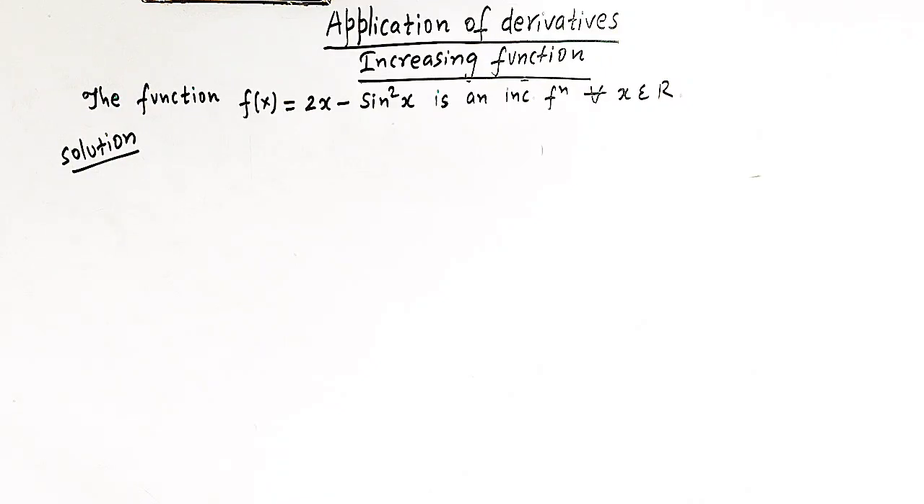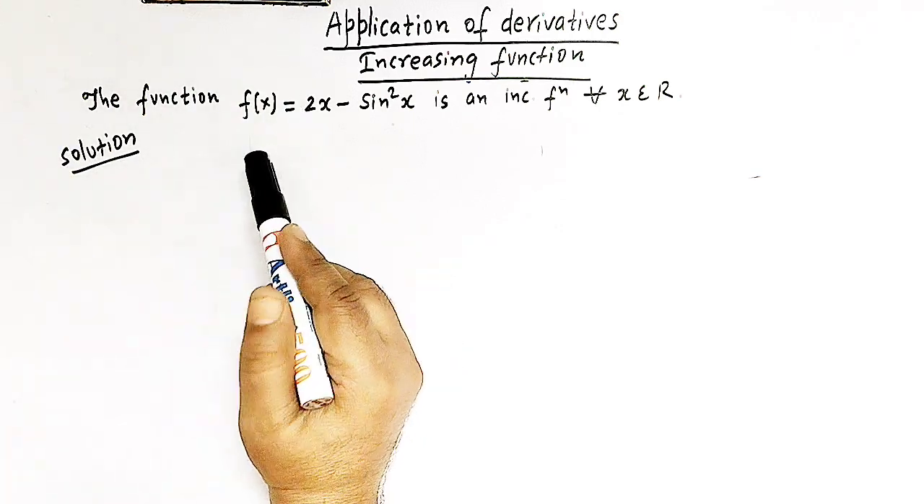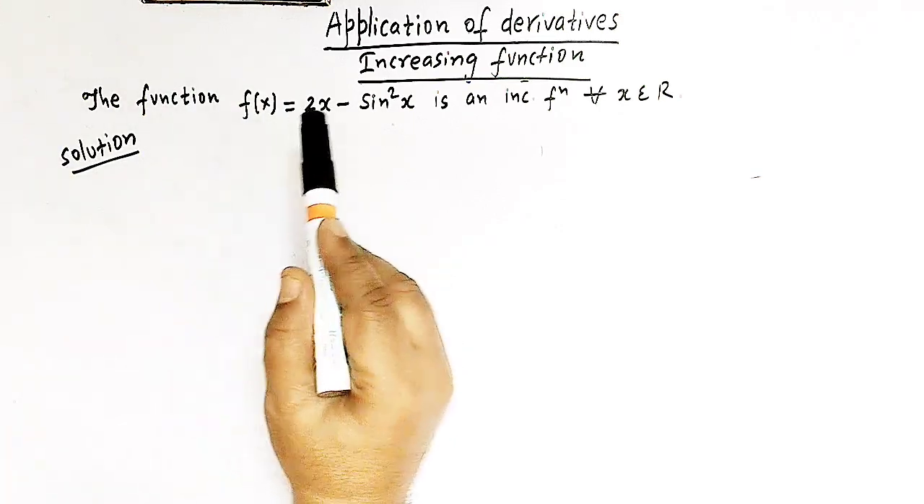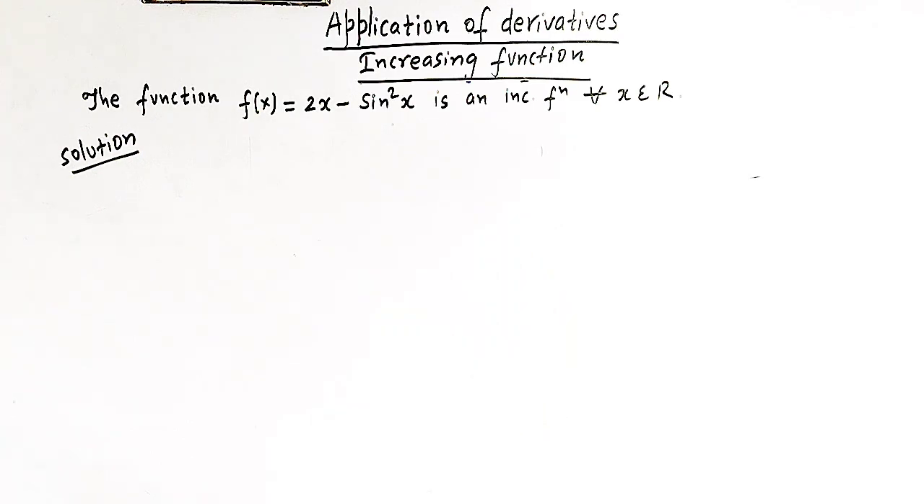Hello viewers, in today's session we are going to discuss an important problem from application of derivatives. Here we have to prove that the function f of x equal to 2x minus sine square x is an increasing function for all values of x belonging to the set of real numbers.